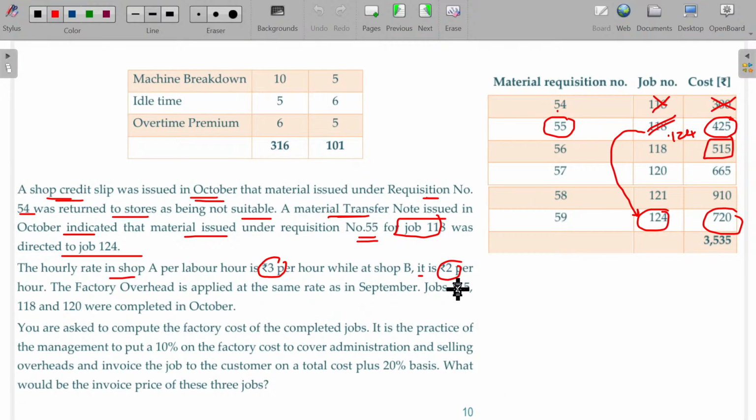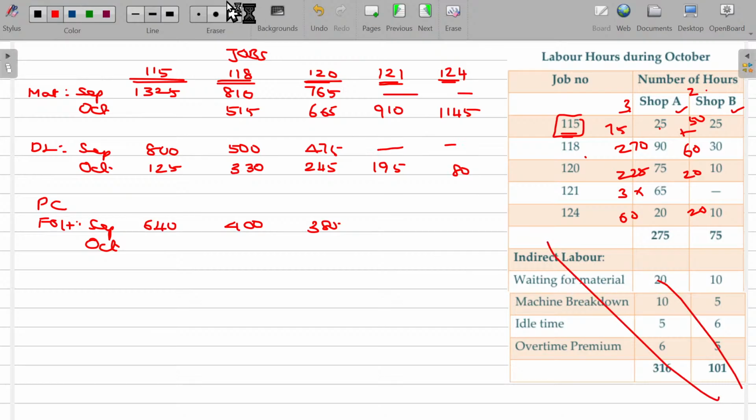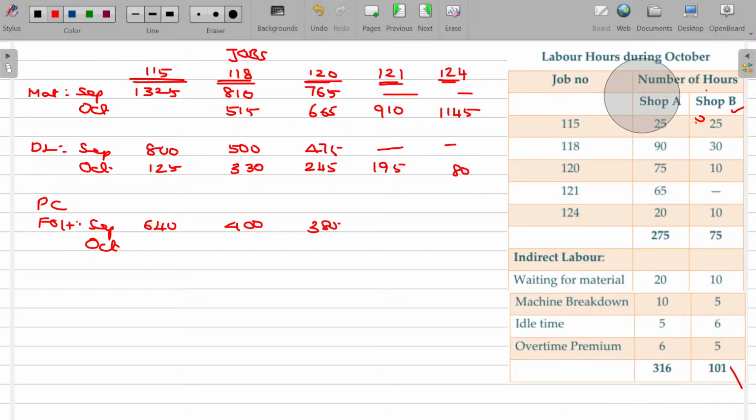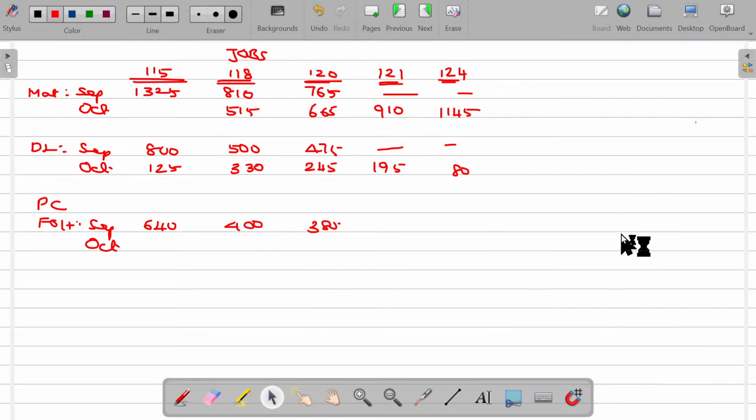Actually, we are not asked to prepare for 121 and 122, so I can skip this. If you want, you can prepare. Into 3, 195, right? This will be 195. This will be 60 plus 20, 80 rupees, if you want. Indirect labor will not be considered here, because indirect labor will be part of overhead, and overhead will always be added to the product using some absorption rates.